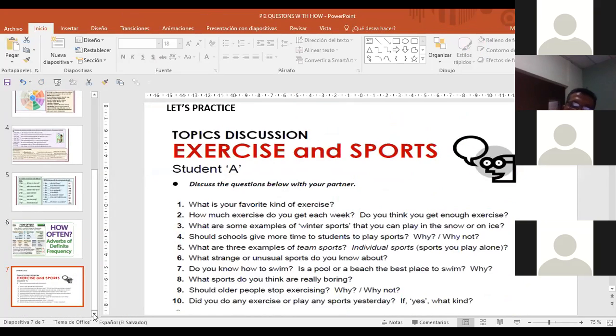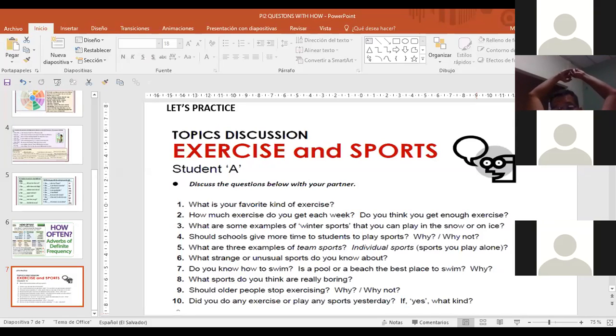Okay, so listen, we have here this example, and it says, exercise and sport, student A. So we are going to discuss the questions below with your partner. What is your favorite kind of exercise? How much exercise do you get each week? Do you think you get enough exercise? What are some examples of winter sports that you can play in the snow or on ice? Should schools give more time to students to play sports? Why or why not? What are three examples of team sports, individual sports?